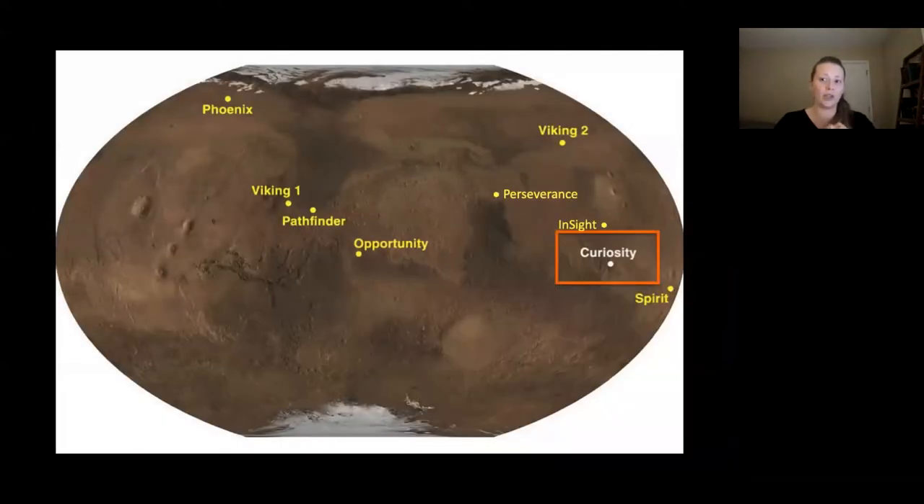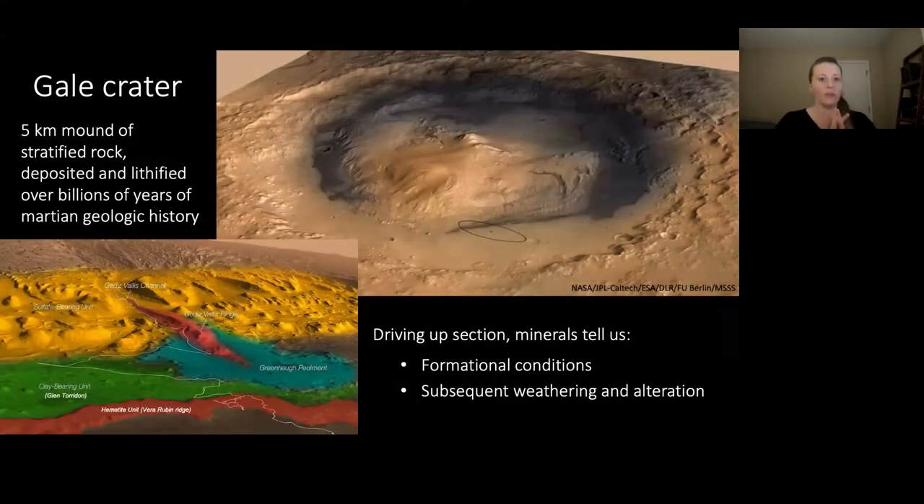Here you can see a map of the locations of the landed missions I mentioned earlier, with many of them, including MSL, concentrated around the equator at the more temperate regions. So we're located inside Gale Crater, which is home to Aeolis Mons. This is referred to as Mount Sharp, colloquially. Mount Sharp is a 5 kilometer high mound of sedimentary rock laid down over billions of years of Martian geologic history. And therefore, these layers of rock give us an opportunity to sample a huge swath of geologic environments that were deposited over time. So as we're driving up this mountain, we're actually driving up through time.